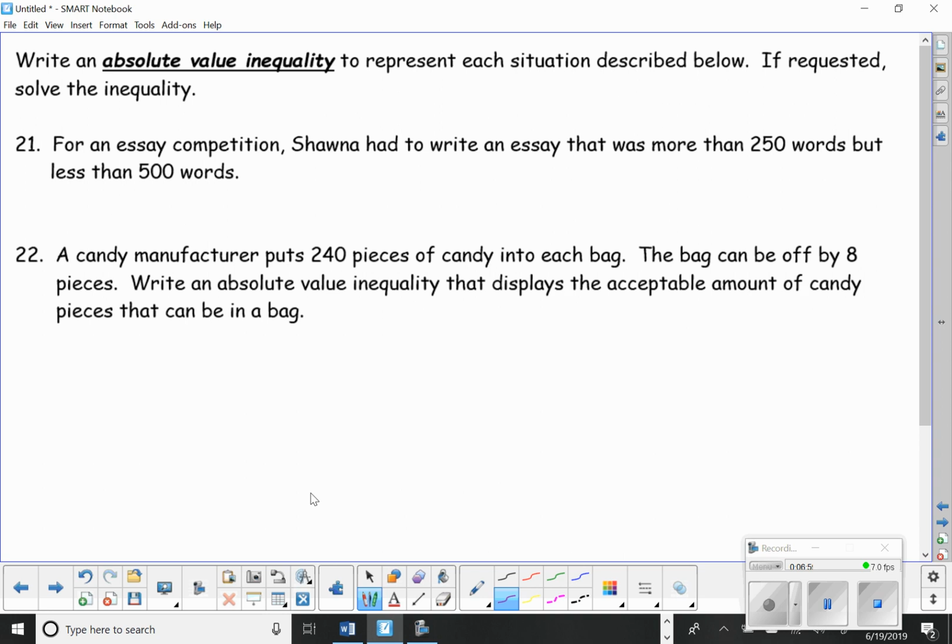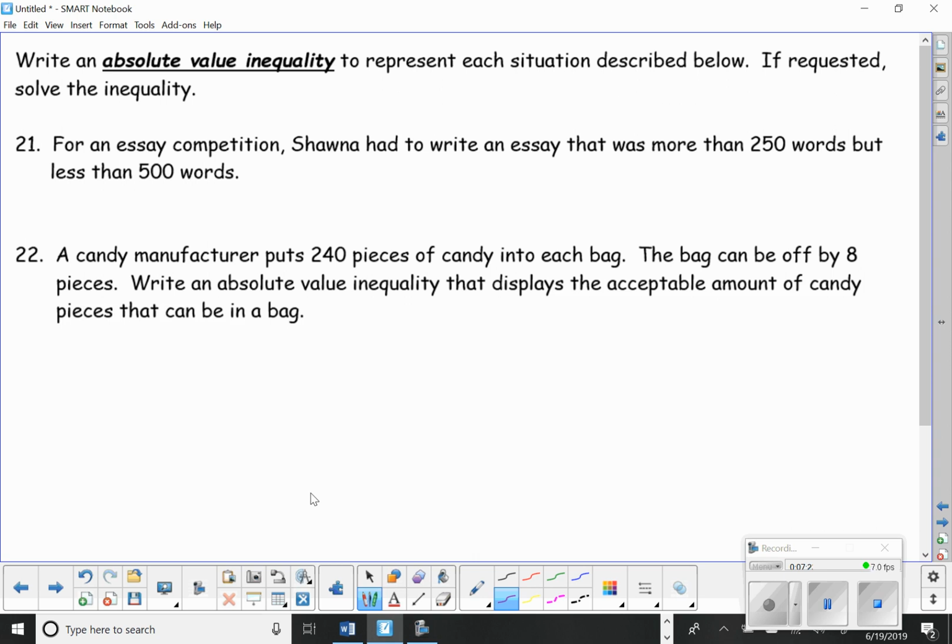Now, what about applications? To represent each situation described below, you have to write an inequality. One of the big things here is you got to figure out what is the center and what is the distance. And is this an equals or an inequality? Most of these will probably be inequalities.